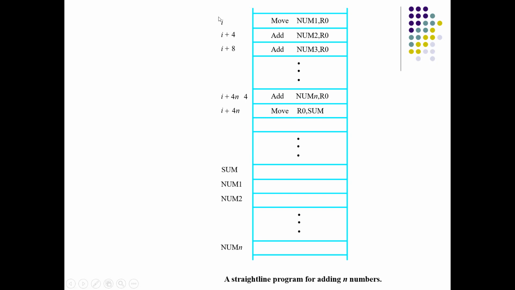As I said earlier, the PC will be incremented every time after executing every instruction. The first program segment address is I. Then next it will be I plus 4, then I plus 8, then I plus 12, etc. In this fashion, it will execute the program in a sequential order without any deviation in the flow of control. This is called straight line programming execution for adding n numbers.